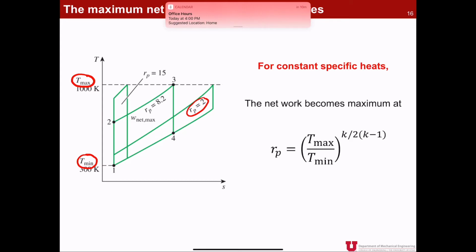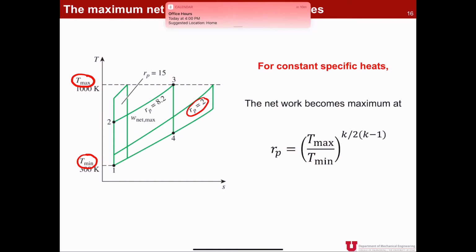Okay, and the area inside this closed loop should be your net work. As you see, the net work should be very small. But now let's try to increase the pressure ratio more and more. Then it becomes a nicer area inside the closed loop. So what it means is that as we increase the pressure ratio, you probably have more and more net work.